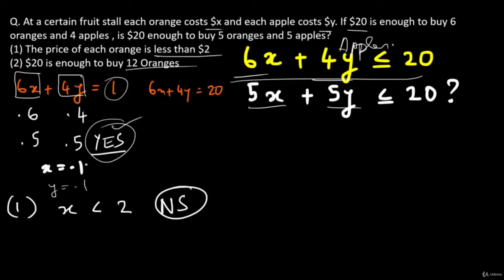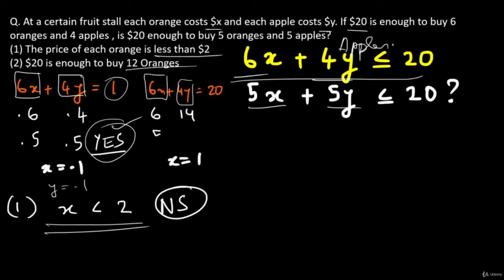Now, if I take 6x as 6 and 4y as 14, so 6 plus 14 is equal to 20, right? So over here, I'm assuming x is equal to 1. It's also true as per statement 1, right? x just has to be less than 2. Now in this case, if I take 5x plus 5y, this 6 will become 5 and 14 will become 17.5. And 5 plus 17.5 is not equal to 20. So I'm getting a clear no over here, right?